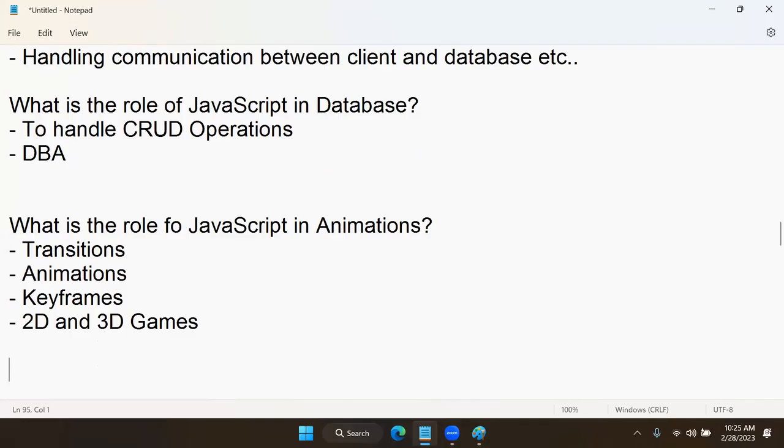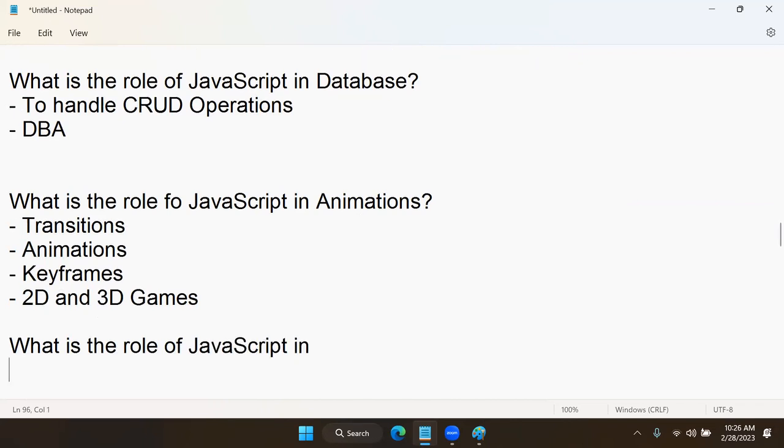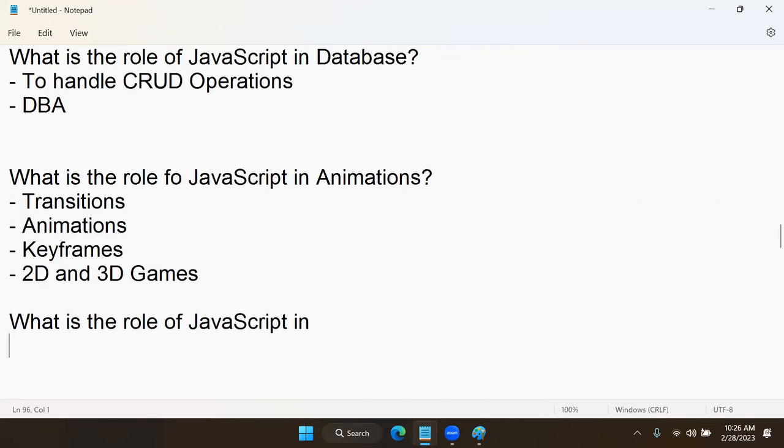So that means the people who use JavaScript use it for all these reasons. And very important, what you may not know is the role of JavaScript in mobile applications also. It is used in mobile applications also. It is not just in general web applications, animations, databases, server side, even mobile apps.